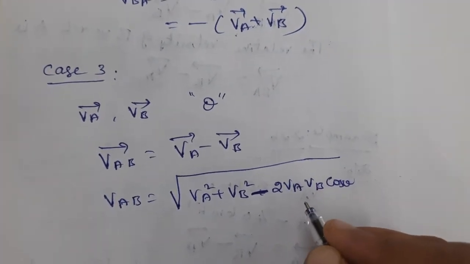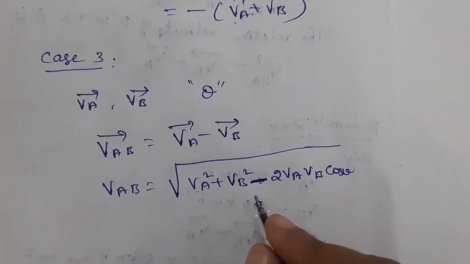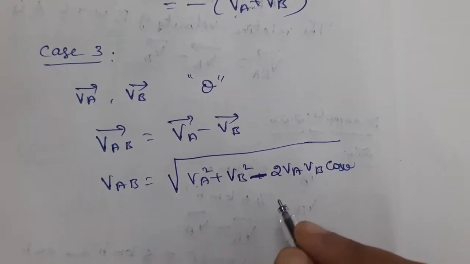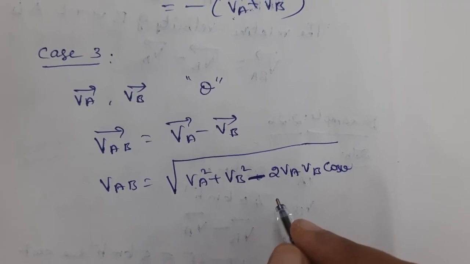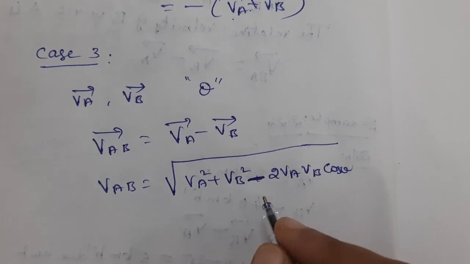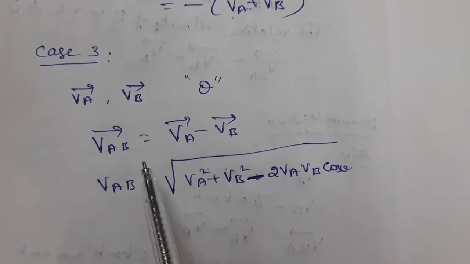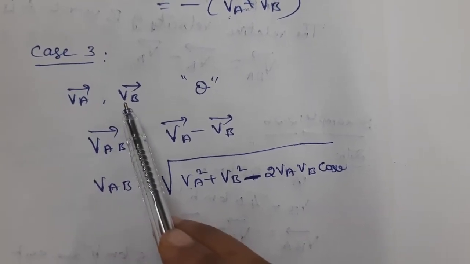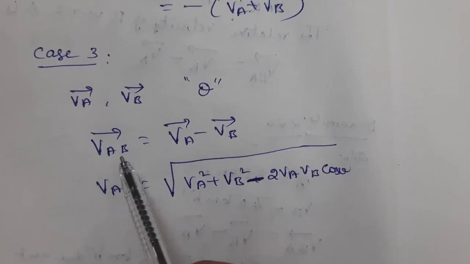Already we have learned this formula in the triangle law of addition. When the two vectors are acting in the same direction, we can add easily. When the two vectors are acting in opposite directions, we can subtract easily. But when the two vectors are acting at an angle, we should follow either the triangle law of addition or parallelogram addition. Isn't it? The same method only we are following here. Velocity is a vector quantity. So two velocities VA and VB are acting at an angle. What is the relative velocity of A with respect to B?